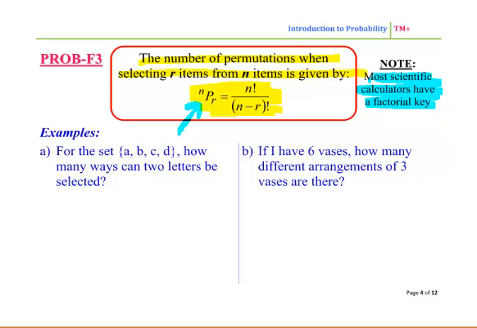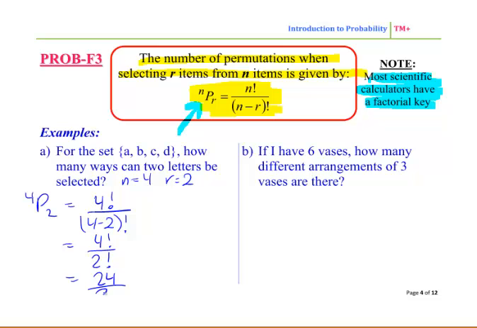Here I've got a set A, B, C, D. How many different ways can 2 letters be selected? I'm selecting from 4 things, and I want 2, so n equals 4, r equals 2. Using my formula, I have 4 factorial over 4 minus 2 factorial, so 4 factorial over 2 factorial. 4 times 3 is 12, 12 times 2 is 24. 2 factorial is just 2, so my answer is 12. Again, use your calculator factorial button if you have one.